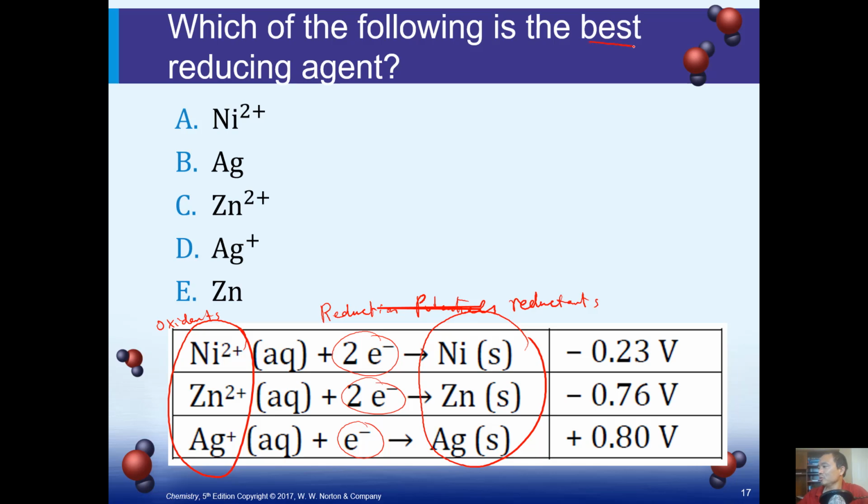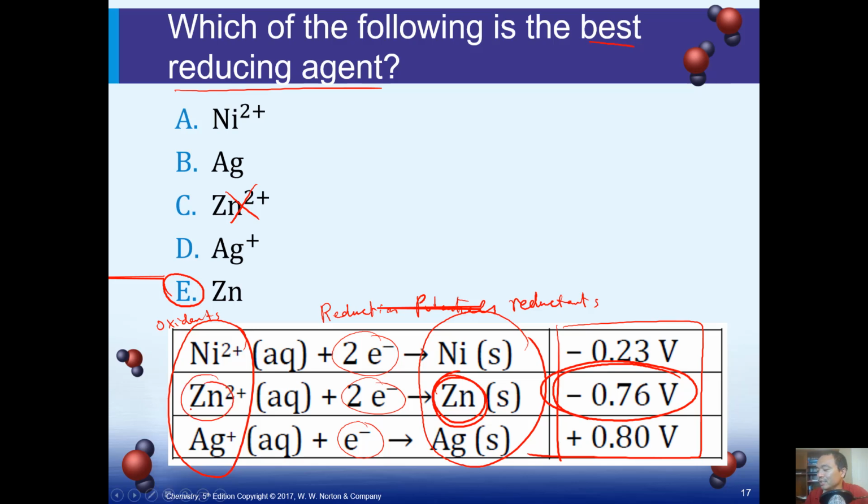And the best reducing agent is the most negative reagent on the right side. So out of these three, which one is most negative? Negative 0.76 is the most negative. So zinc will be the best reducing agent. It's not zinc plus, because zinc plus actually serves as the oxidant in this reaction. So E is the correct answer, not C.